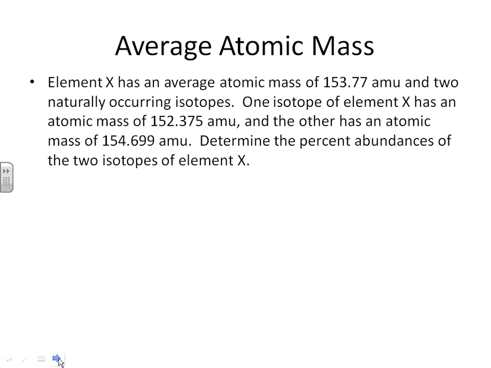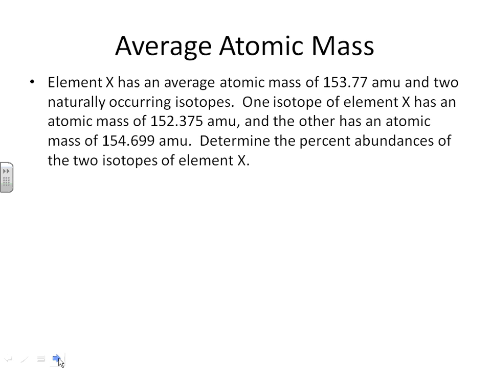Element X has an average atomic mass of 153.77 AMU and 2 naturally occurring isotopes. One isotope of element X has an atomic mass of 152.375, the other has an atomic mass of 154.699. Determine the percent abundance of the 2 isotopes of element X.